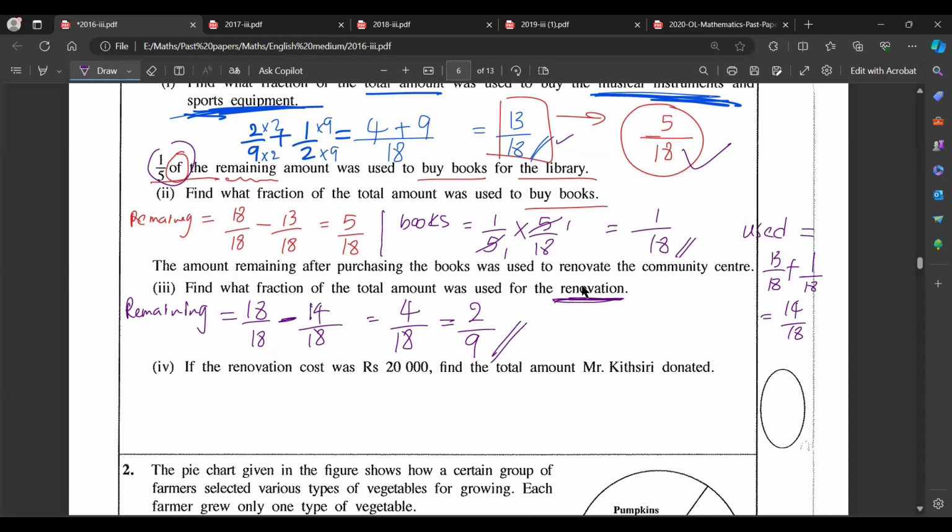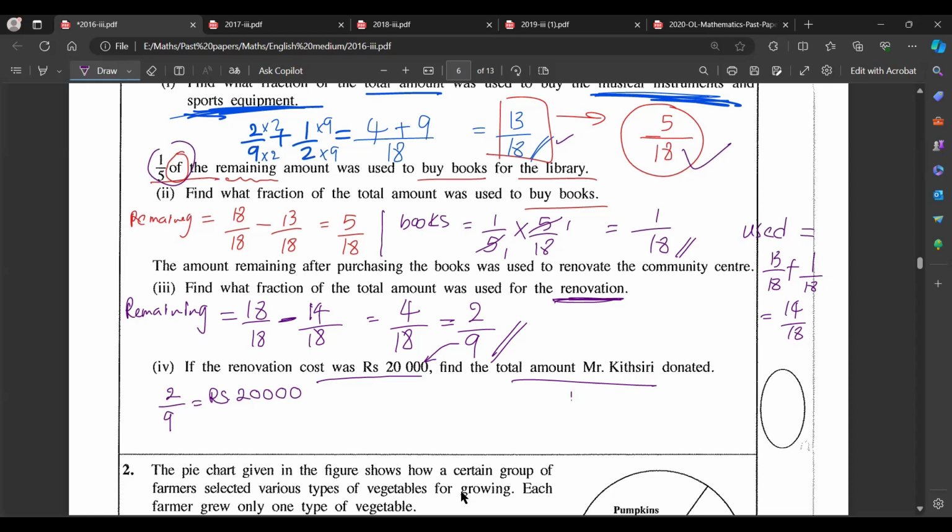Okay. After that, if the renovation cost was 20,000, this fraction, this cost is what? 20,000. Find the total amount. Now 2 over 9 is mentioned there. 2 over 9 is equal to what? Rupees 20,000. This is the cost. If I consider 2 parts out of 9, it is 20,000. They are asking what?